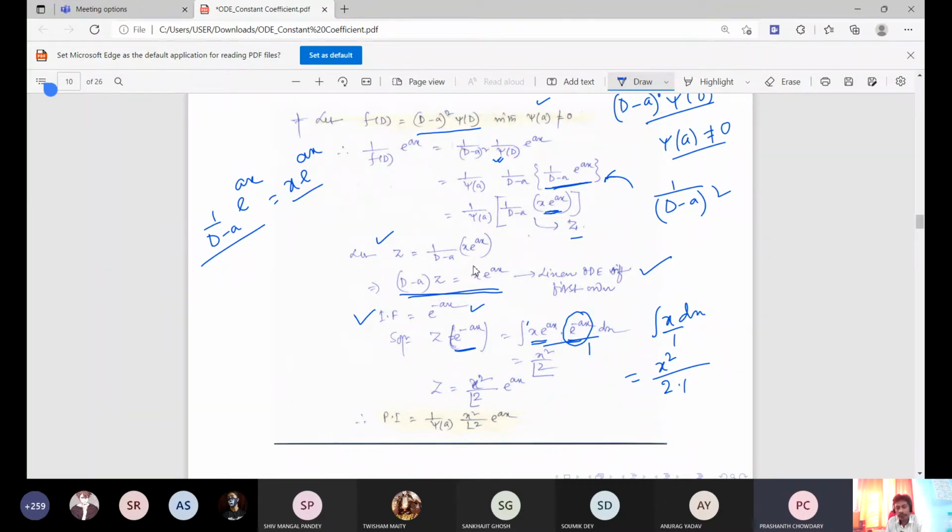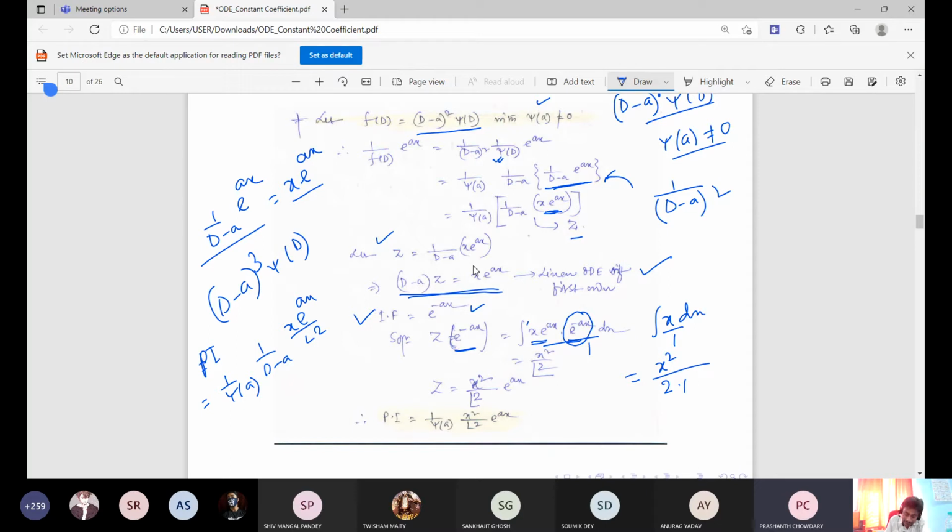Now if you consider here (D minus A) squared equal to psi D, then what will be the case? What will the particular integral be then? It will be 1 by psi A, 1 by (D minus A), x e to the power ax. The particular integral will be 1 by psi A, 1 by (D minus A), x e to the power ax by factorial 2.